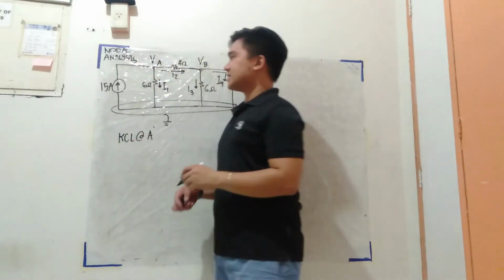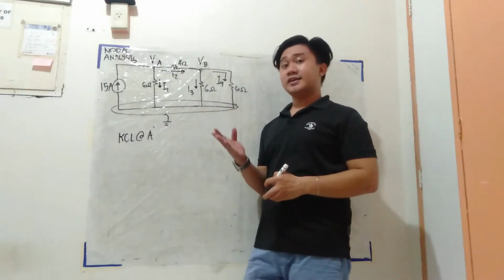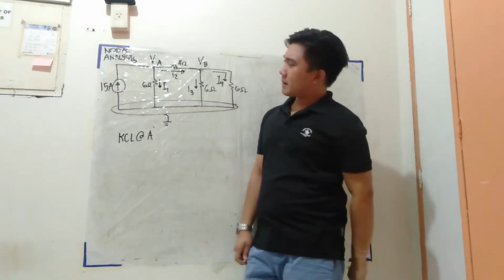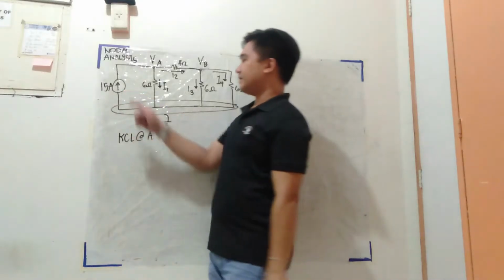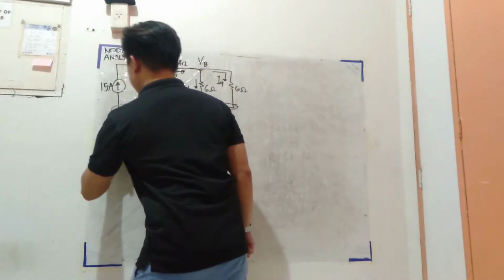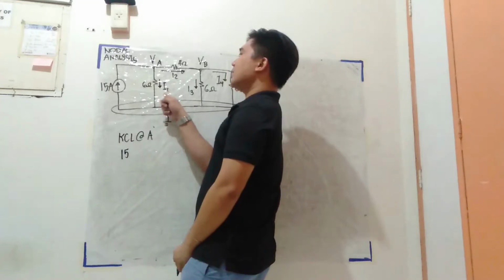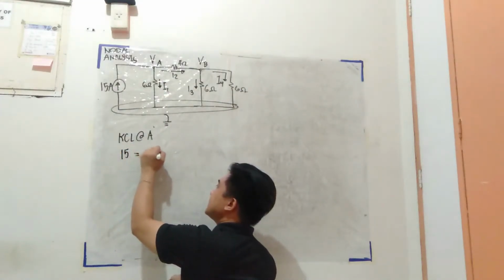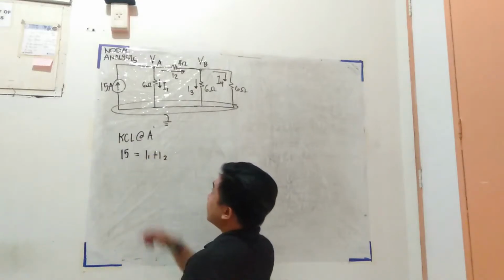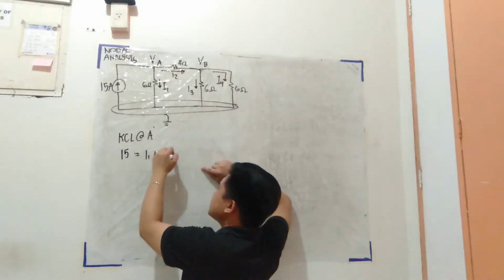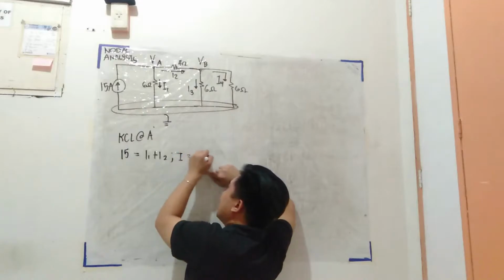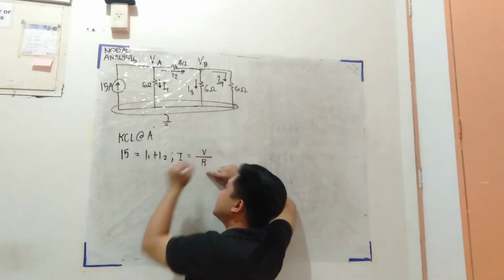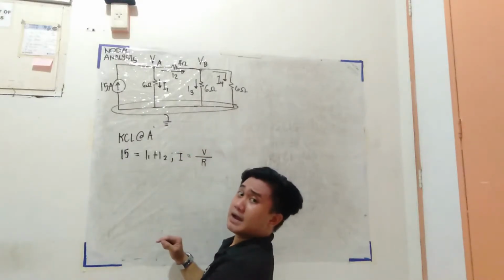Pag nag-KCL ako sa A, current entering equals current leaving. So, sinong papasok dyan? Papasok si 15 amperes, pero leaving na si I1 tsaka si I2. So, 15 equals I1 plus I2. Tama? And then, i-express mo si I as the ratio of voltage and resistance. Paano po yun?